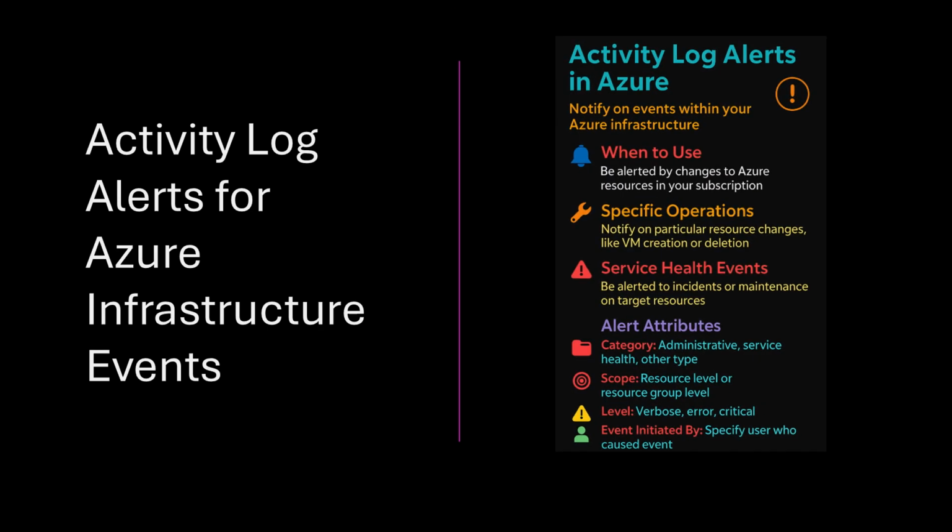Activity log alerts allow you to be notified when a specific event happens on a resource in your Azure subscription. Imagine someone spinning up a new virtual machine, assigning elevated roles, or deleting a critical resource. You'll want to be the first to know. These alerts help you stay in control of what's changing, by whom and when.